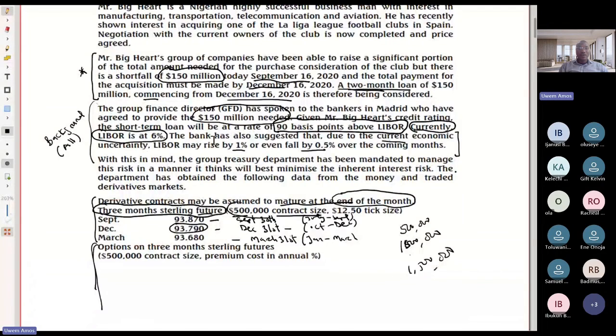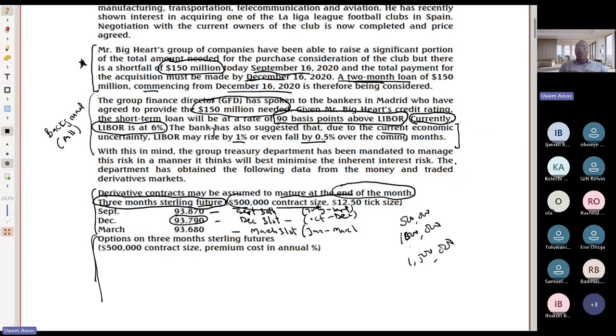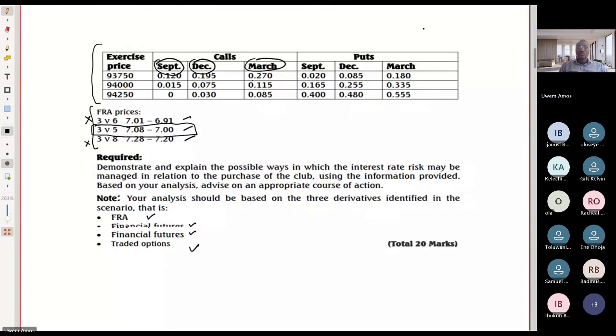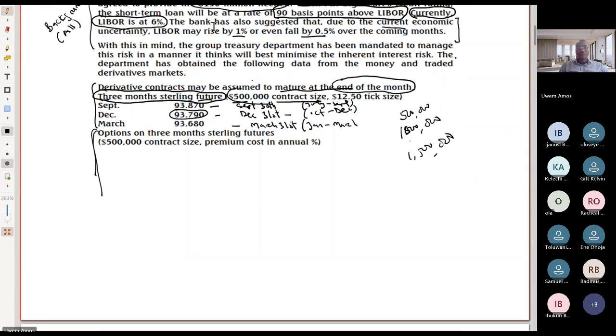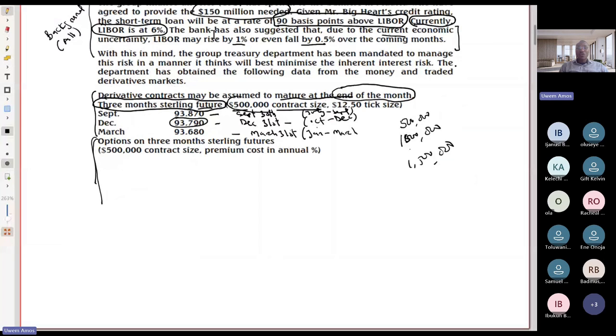So if you look at it here, it says Mr. Big Heart intends to borrow on December 16th. So that is when he needs to make the payment. And given that he intends to borrow on December 16th, we need a future, or an option rather, that is open on December 16th. And the question tells us right here that all our derivative contracts mature at the end of the month.